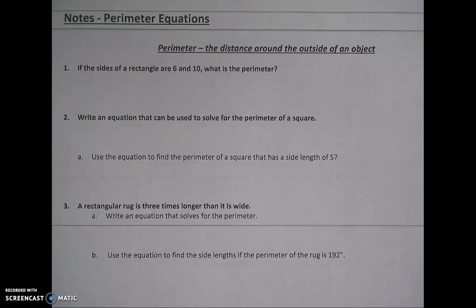So now we're just going to write it as an equation, which, if we think back, expressions don't have an equal sign, just like 2x plus 1, and an equation has an equal sign, so 2x plus 1 equals 11 or whatever. Okay, that makes it an equation. So now we're just going to add an equal sign and actually be able to solve for different things, either the sides or we'll be solving for the perimeter itself.